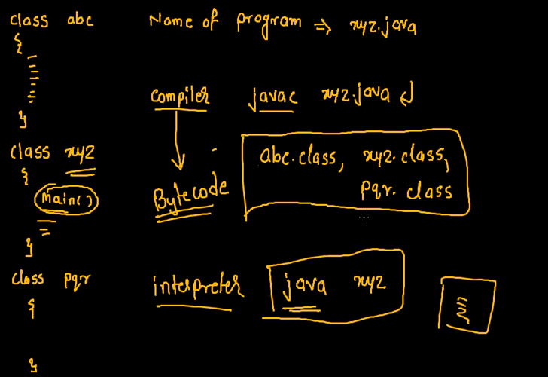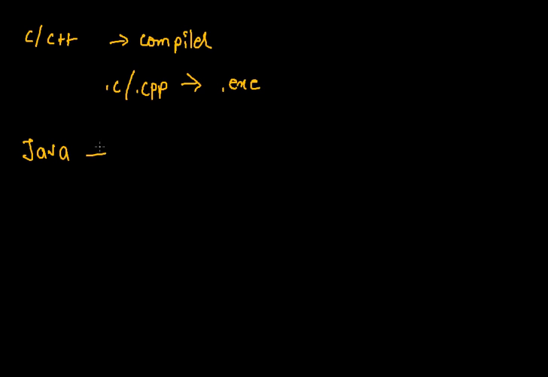So let us see in detail how Java works. There are two things. In C or C++, there was a compiler which converts the .c or .cpp file into an .exe file. In Java, you have a compiler. What it does is convert the .java file into a .class file.